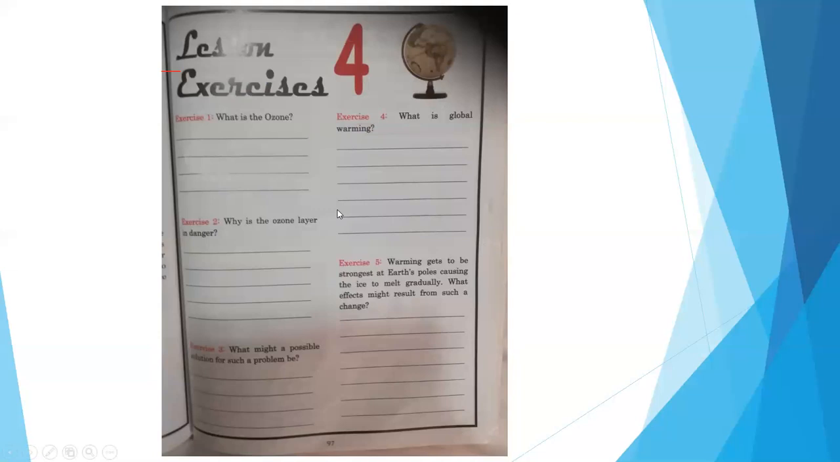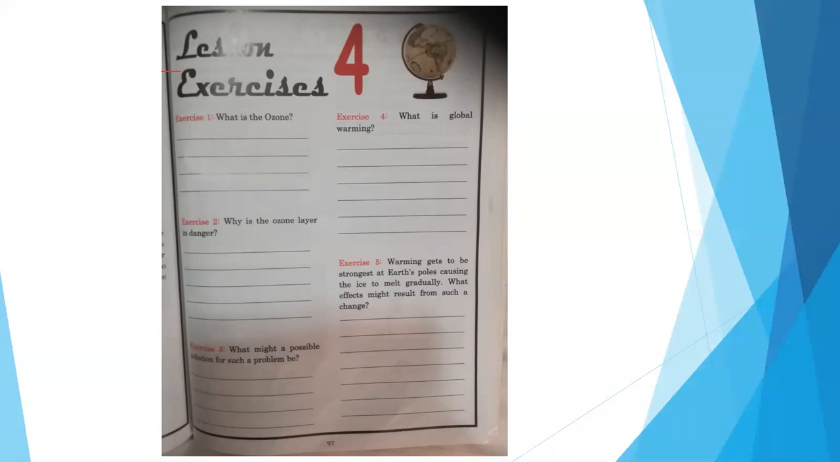Right, in your exercise, it states what is the ozone. You will need to refer back to page 1. Why is the ozone layer in danger? Okay, I've highlighted those aspects and points. Number 3, what might a possible solution for such a problem be? Okay, we looked at some of the solutions, some of the things that mankind can do to change their behavior so that the problem does not exacerbate or get worse.